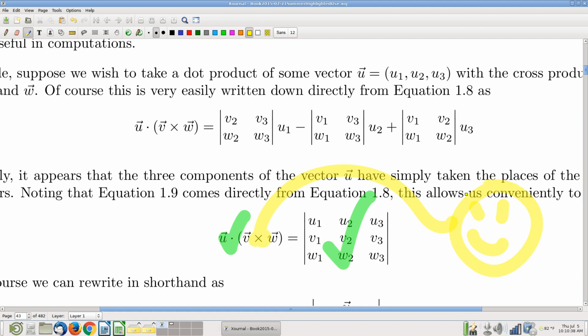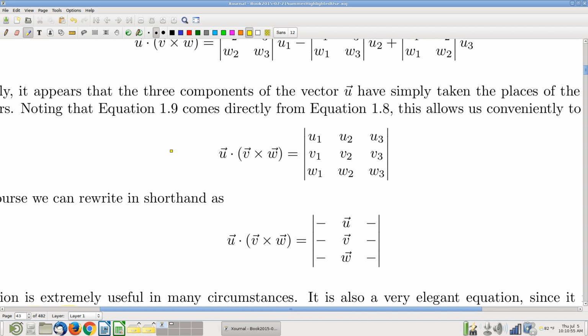That's what we're aiming for. A standard trick in math is, if you want to understand something, relate it to things that you already understand, and then work from there. Okay. So triple product equals determinant. Very cool.